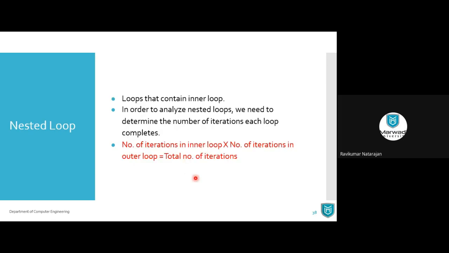And how about a nested loop? How can we analyze a nested loop? There will be inner loops, a loop, an inner loop, and an outer loop. Does the outer loop depend on the inner loop, or does the inner loop depend on the outer loop? Inner loop depends on the outer loop, is it?